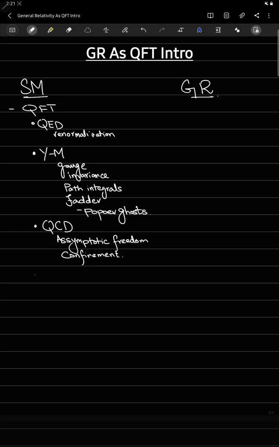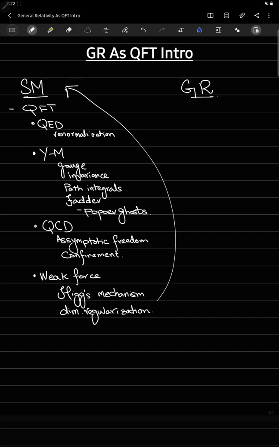There's another one that's called the weak interaction or weak force. Right? And the weak force required the understanding of what's called the Higgs mechanism, and also what is known as dimensional regularization. Right. And after all of these were fully developed, we had these tools in our hands, that is this quantum field theory, only then could we go back to the standard model and formulate the standard model as a theory, right? Okay.